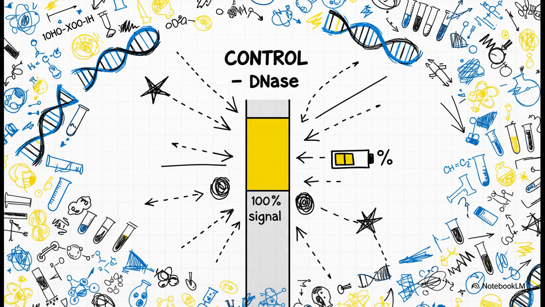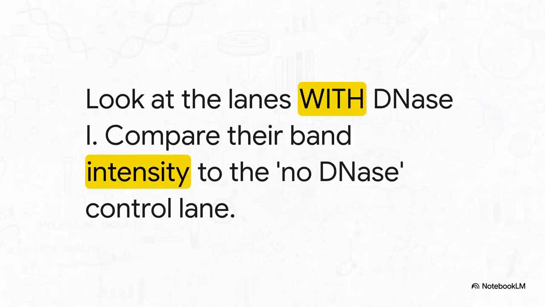Before you look at anything else, find the lane where they didn't add any DNase. You see that nice thick band? That's your baseline. That's what the DNA looks like when nothing has touched it. It's your 100% mark.